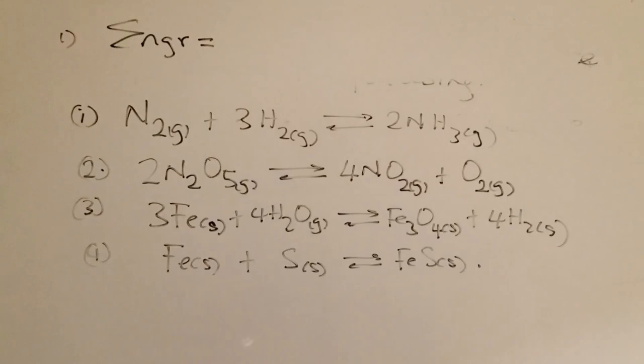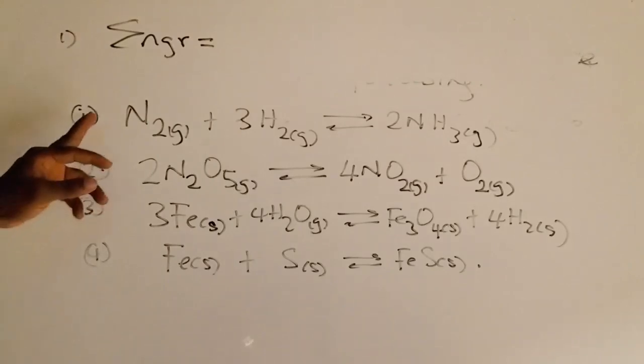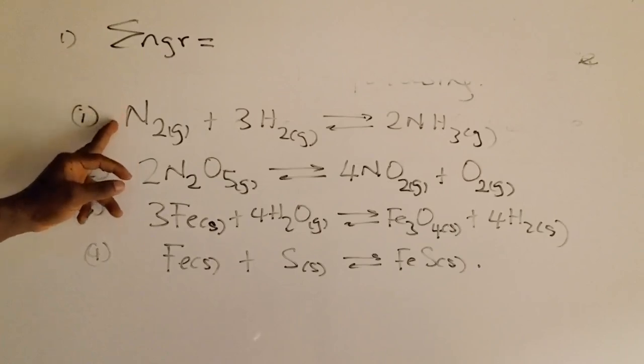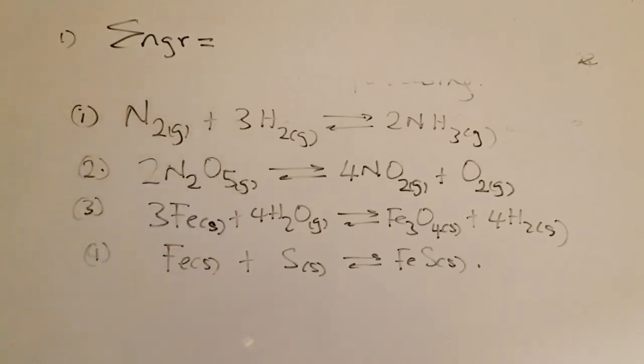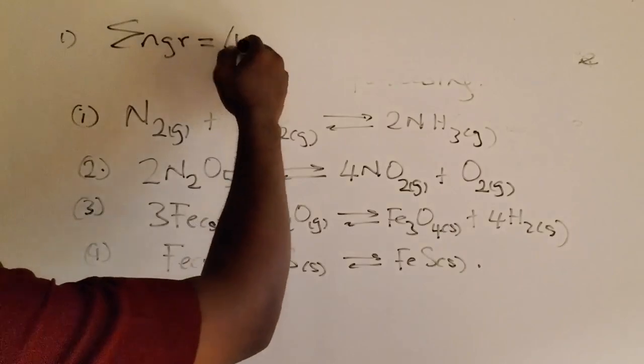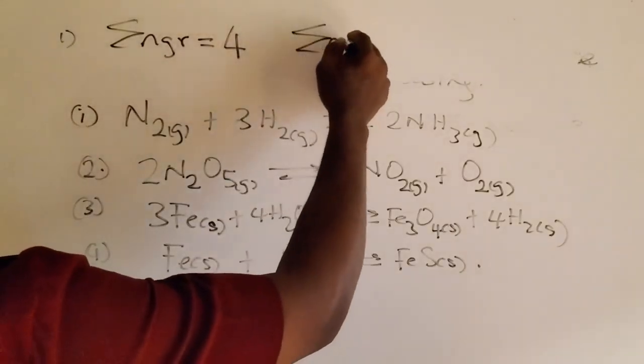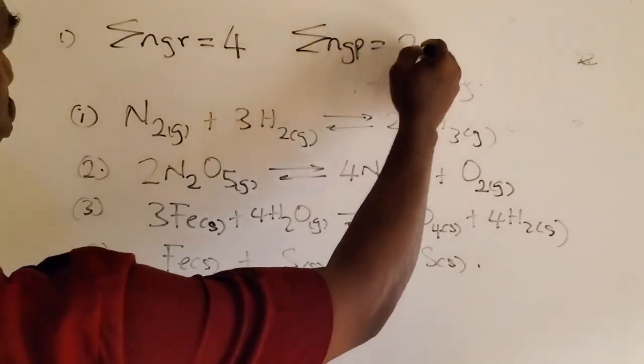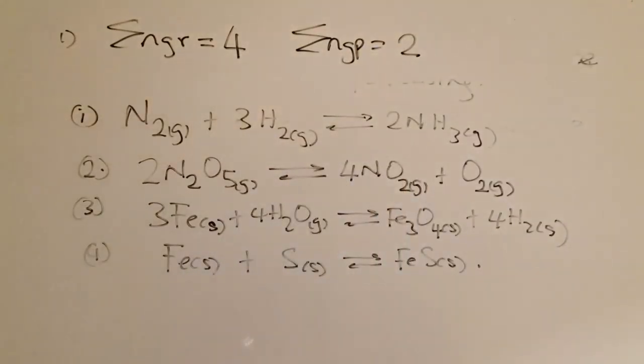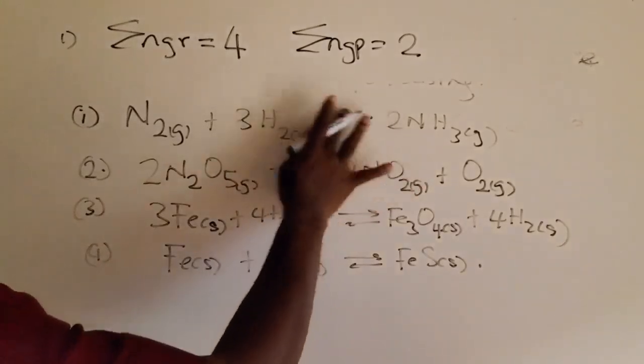So what does it mean? How do we do that? The number of moles of nitrogen is 1 here, and hydrogen is 3. So 3 plus 1 gives us 4. Then for the product, the total number of moles of gaseous product is only 2 here. Since increase in pressure will favor the side with a smaller number of gaseous moles, for this reaction, if you increase pressure, the equilibrium will shift to the right.